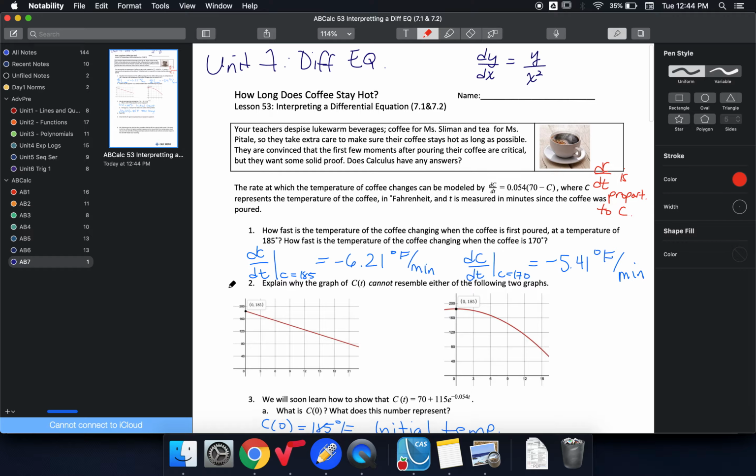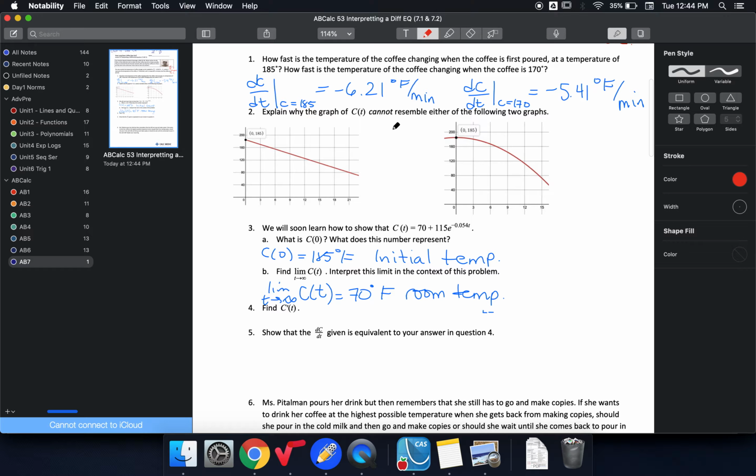All right. In this next one, we want to think about the graph of C of T. So we know that the temperature of the coffee is indicating how fast it's decreasing. And if we think about a hot cup of coffee, well, at the beginning, it's going to decrease quickly, but then the temperature is not going to decrease as quickly. It's going to slow down.